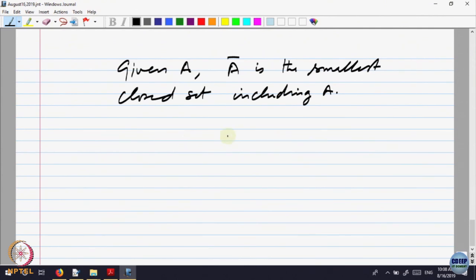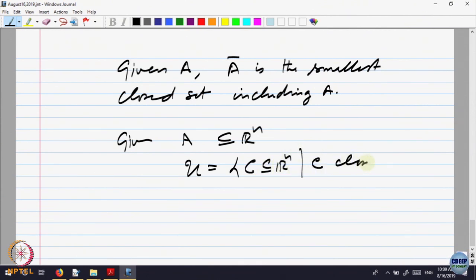But now look at this. Given any set A, A is contained in say the whole space, so let us write say Rn. A may not be closed, but it is contained in Rn, which is a closed set, right? The whole space is closed. So, let us collect together all sets C in Rn, C closed, and C includes A. Look at the collection of all closed sets in Rn which include A. At least we have got one candidate, this collection U is non-empty, because Rn belongs to U, because Rn is closed and it includes A.